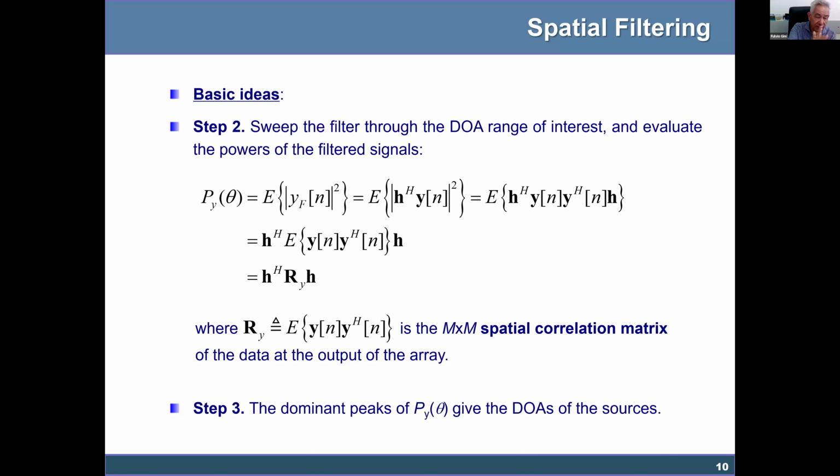So basically we measure how the power is distributed in angle. The third step is to look for the dominant peaks in this function, and the number of peaks is equal to the number of sources, and the values of theta for which we have the peaks are the directions of arrival of these sources. This is the idea. Now, what is the expression of the power at the output of the filter?